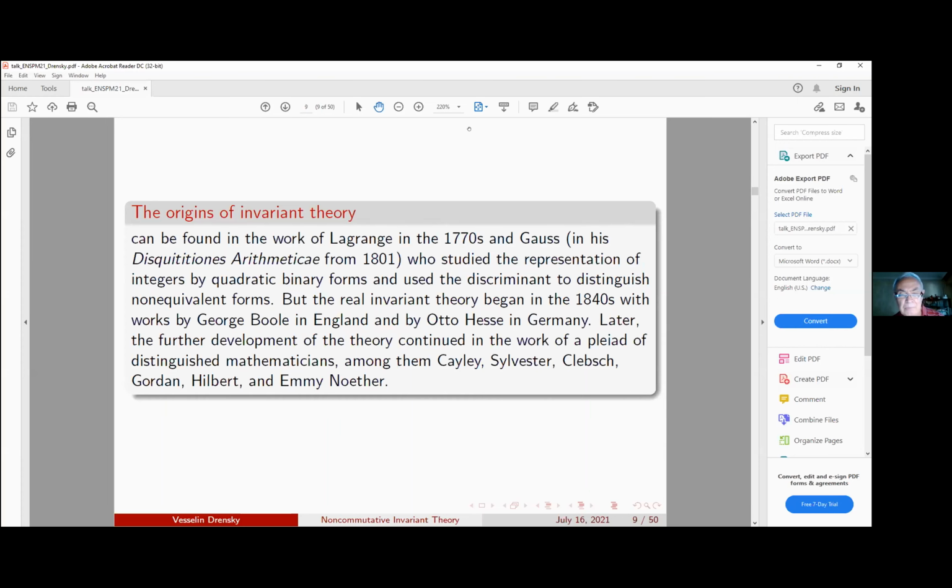The real invariant theory starts in the 1840s with the works of Boole in England and Hesse in Germany. And then, of course, many famous mathematicians were there: Cayley, Sylvester, Clebsch, Gordan, Hilbert, Emmy Noether, and of course, I can continue the list with more people.